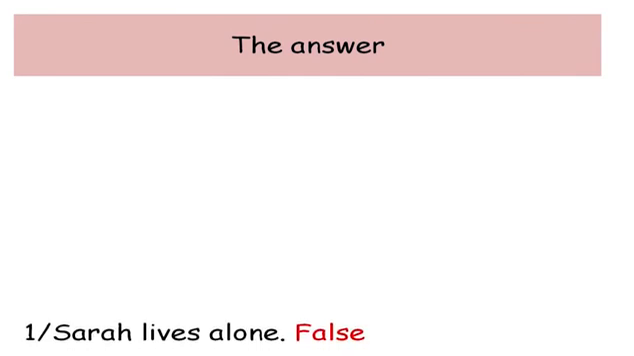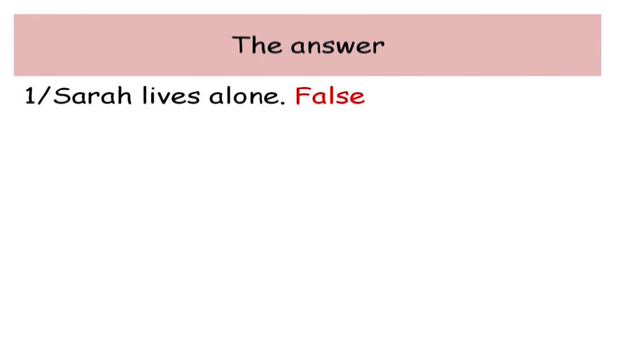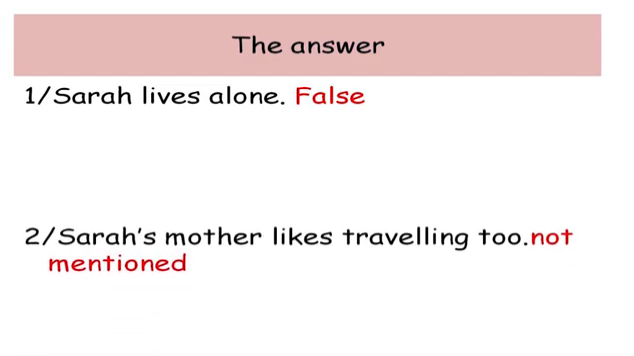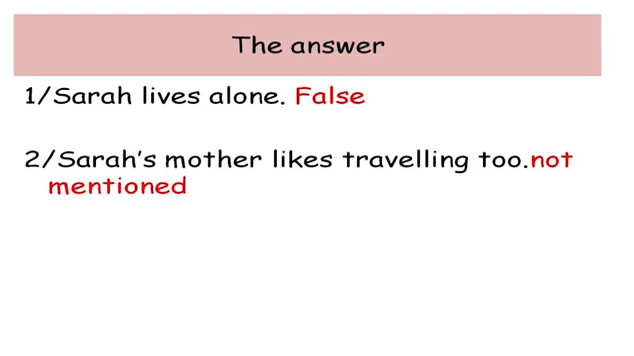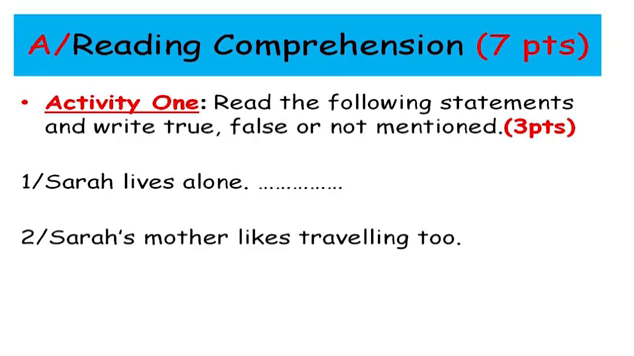Let's see the correction, the answer. The first one, Sarah lives alone. This statement is false. Why? Because in the text it is mentioned that Sarah lives with her mother. Second one, Sarah's mother likes traveling too. This statement is not mentioned in the text. The third one, Sarah's dream is to visit an English-speaking country, and this sentence is clearly mentioned in the text.